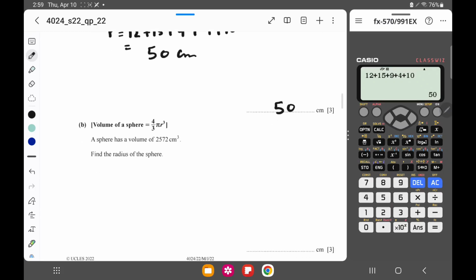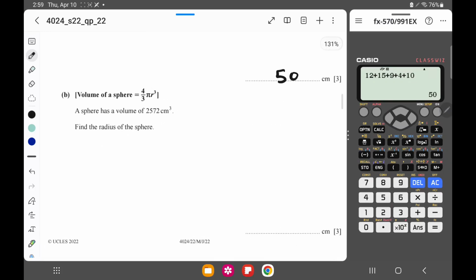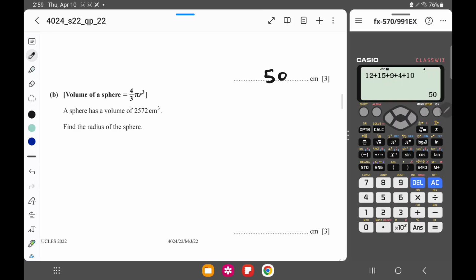Okay, the next part B, volume of the sphere is 4 over 3 pi r cube. So we all know. Now they're asking, the sphere has a volume 2572 cubic centimeter. Find out the radius of the sphere. So the formula is already given. Now you also know that you will be getting the formula sheet, which is at the beginning of the paper.